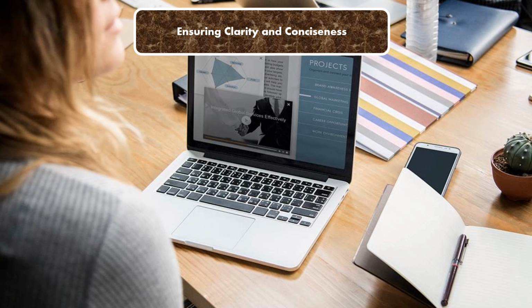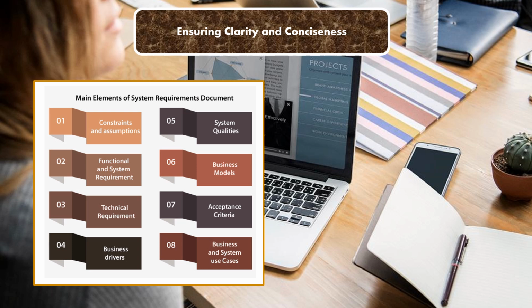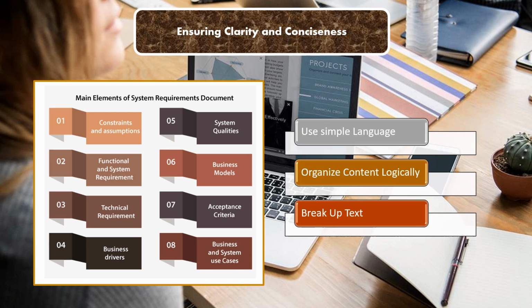Now, moving further, we are going to learn about ensuring clarity and conciseness. These are the main elements of system requirement documents. But what are the principles? The first is to use simple language. Avoid jargon and technical terms that your audience may not understand. I'm again stressing, please use simple language. Then organize the content logically from heading 1, then subheading, then third subheading, then the body part, then conclusion, references, appendices. This is basically the standard way of making a particular document.